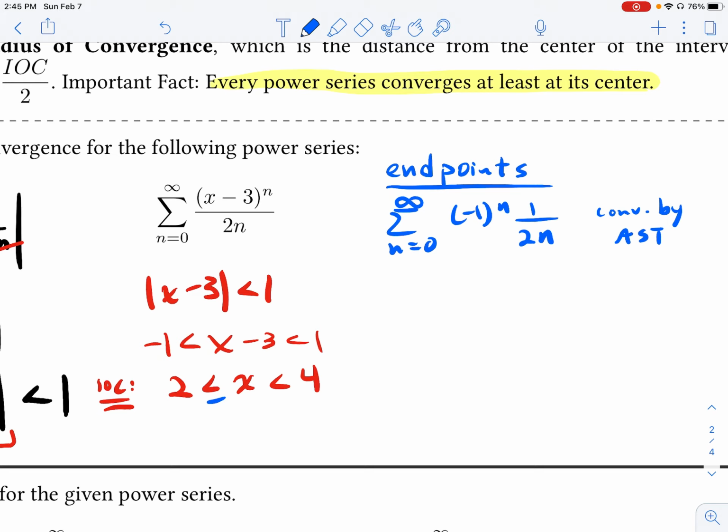The 4 is a little more unclear right now, because if I plug in 4, that gives me, and I'm just going to copy this here. If I plug in 4, then I get 1 to the n over 2n.